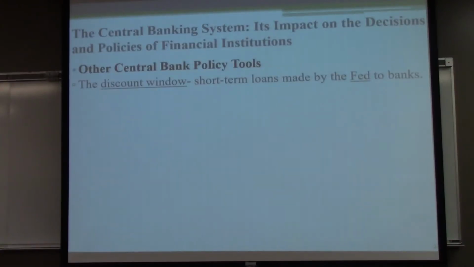Let's see. Other tools available, the discount window. Okay? This is where the Fed makes loans directly to banks. So if a bank can't borrow from another bank to meet their reserve requirements, they go to the Fed and borrow directly from the Fed. The problem with that is the Fed makes it public. And so if one bank has trouble borrowing from other banks, then people get scared that that bank is in trouble and they make a run on the bank.